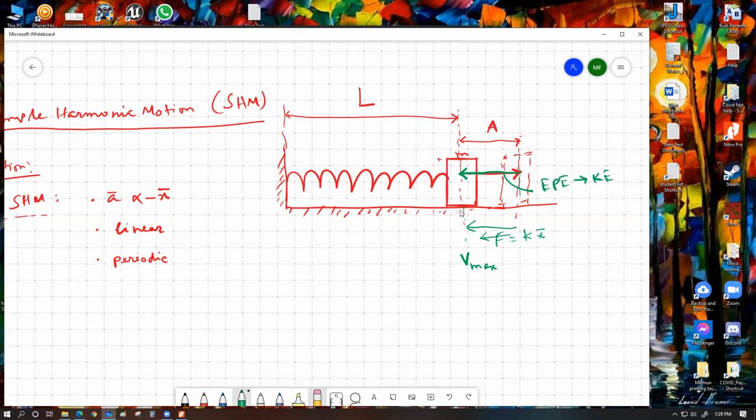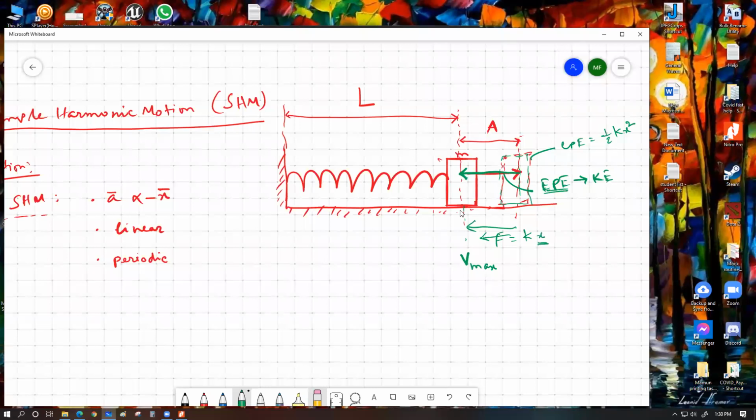equals to kx, where x shouldn't be a vector, where x is actually the deformation of the spring. When the object was at the very right position, you had the highest amount of deformation of the spring, so most amount of EP was stored. Exactly at this position, the EP amount can be written as half kx squared. This expression is coming from the AS discussion.